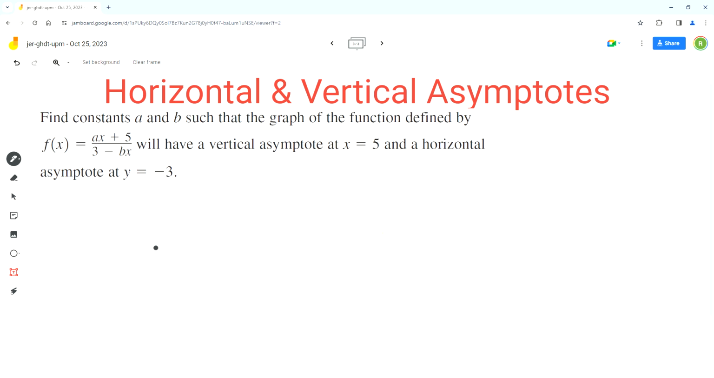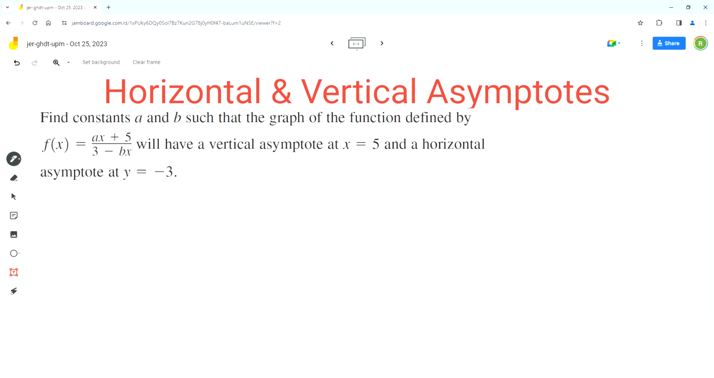So in this video, we'll solve this problem using the concepts of derivatives. As per the problem, find constants a and b such that the graph of the function defined by f of x equals (ax + 5) over (3 - bx) will have a vertical asymptote at x equals 5 and a horizontal asymptote at y equals -3.